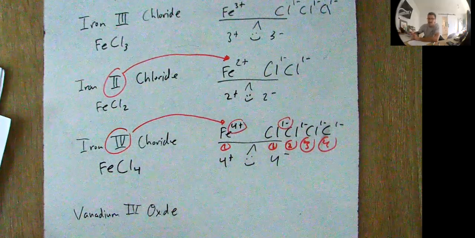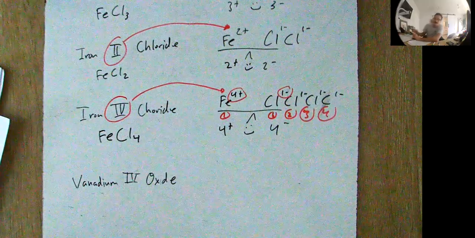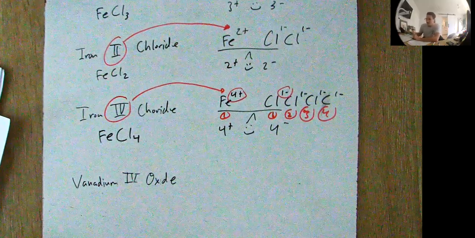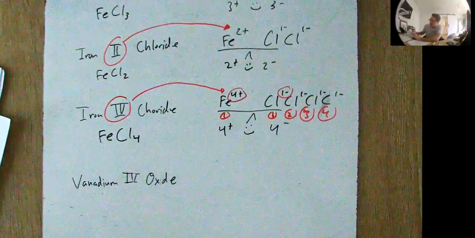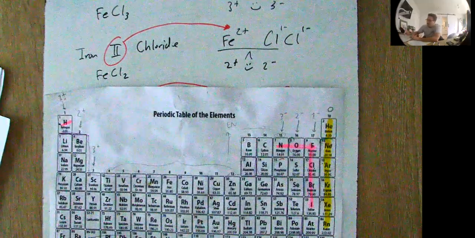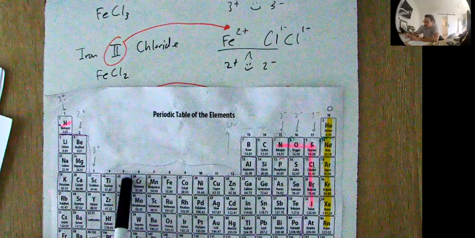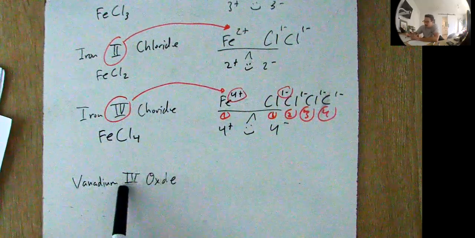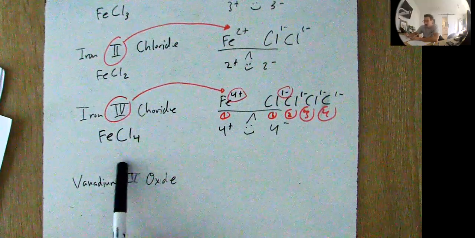All right, last example, students. Last example is going to be vanadium 4 oxide. Maybe you can figure this one out yourself. What is the formula for vanadium 4 oxide? Well, let's find vanadium on the periodic table. It's located right here in this area. It's in column 5, so it for sure is a transitional metal. You also know that it's a transitional metal because the name has the Roman numeral there. So if the name has a Roman numeral, then you know it's a transition metal.